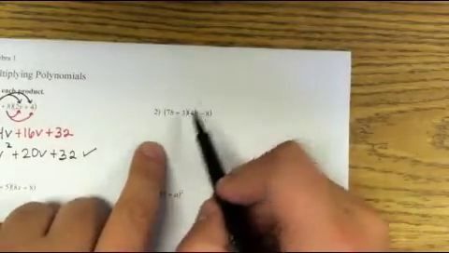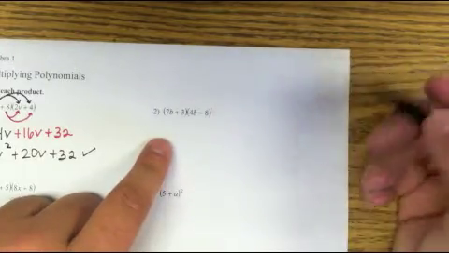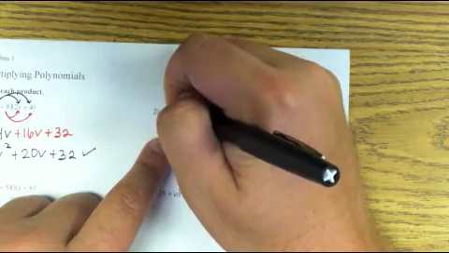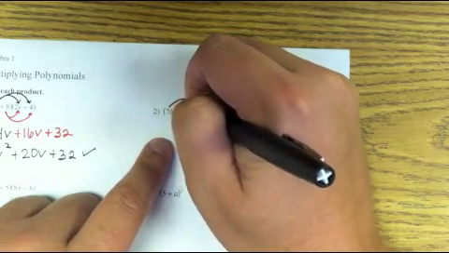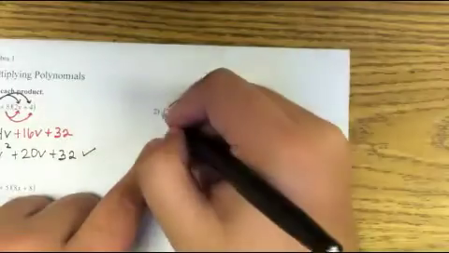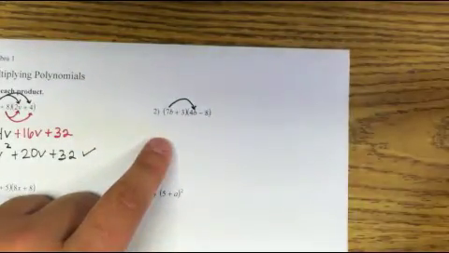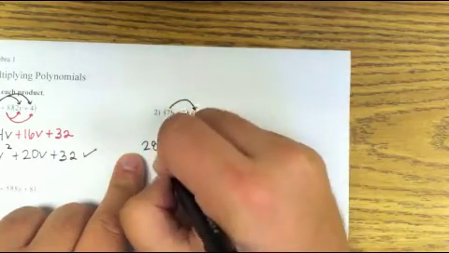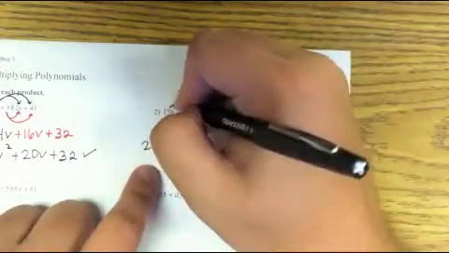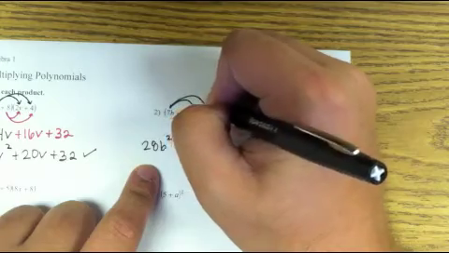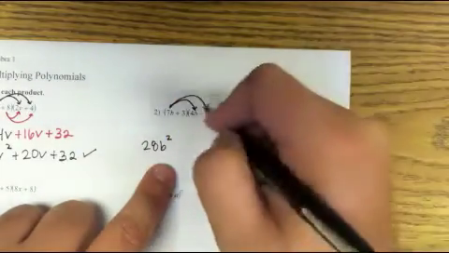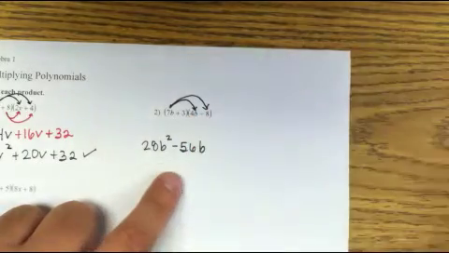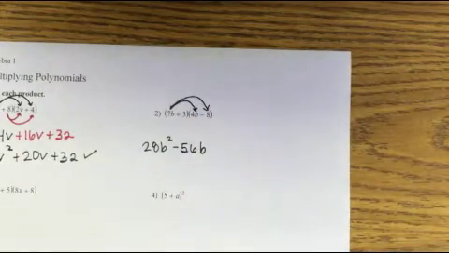We've got 7b plus 3 and 4b minus 8. So, here we go. Careful now. We're distributing the 7b. 7b times a 4b. If that's overwhelming to you, just do a piece at a time. 7 times 4 is 28. And b times b gives you b squared. 7b times a negative 8. Careful now, that's a minus 56b. So you've distributed the 7b.